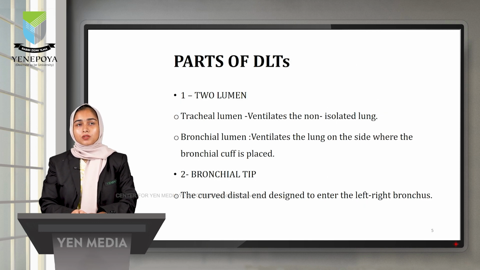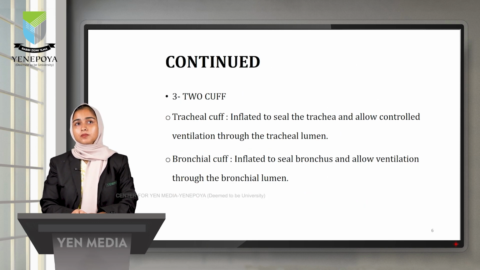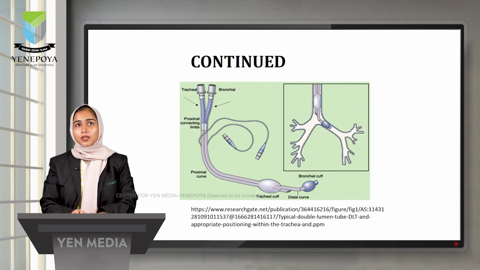Now we are moving to the parts of double lumen tube. As shown in the figure, there are two lumens at the top, the tracheal lumen and the bronchial lumen. The tracheal lumen is used to ventilate the non-isolated lung, and the bronchial lumen is used to ventilate the lung where the bronchial cuff is placed. Then the pilot balloons. There are two pilot balloons, the bronchial pilot balloon and the tracheal pilot balloon. They are used to inflate and monitor the cuff pressure.